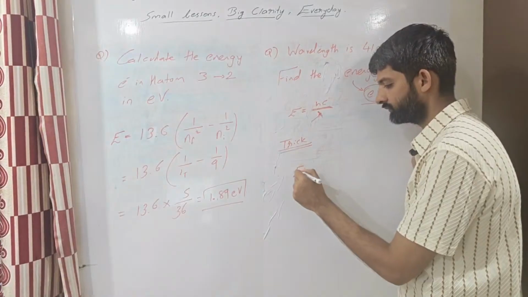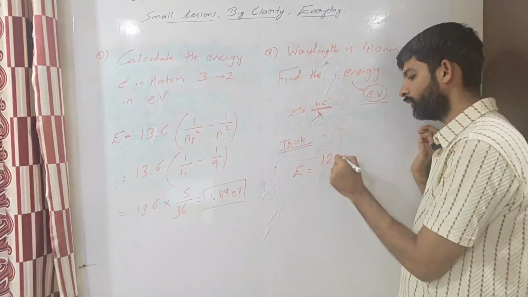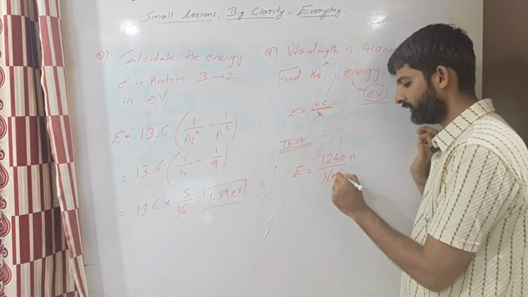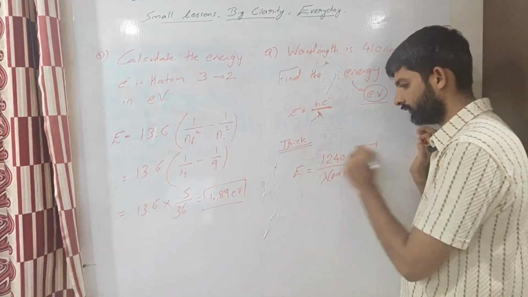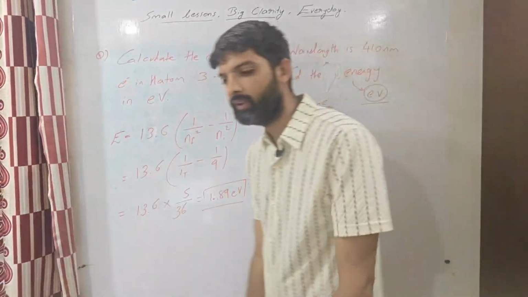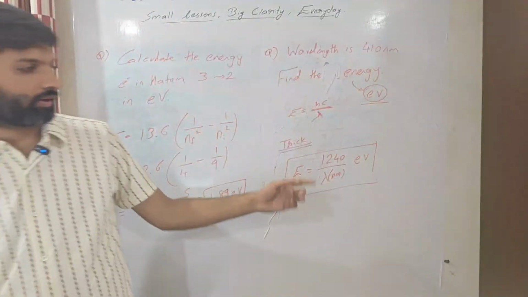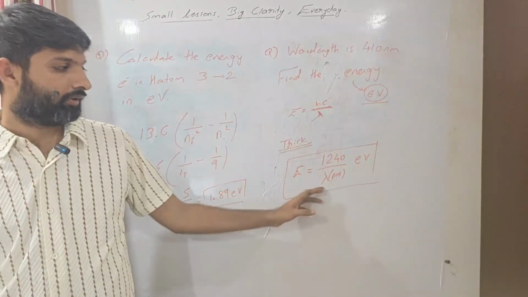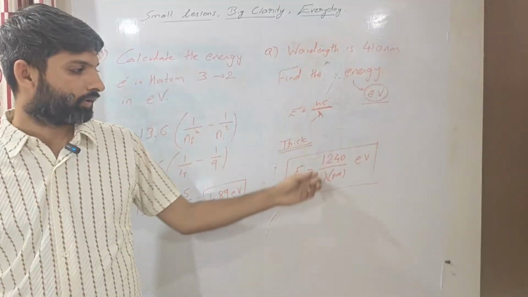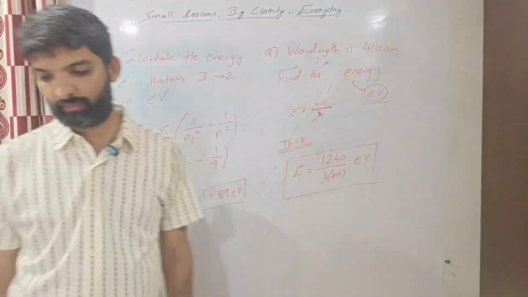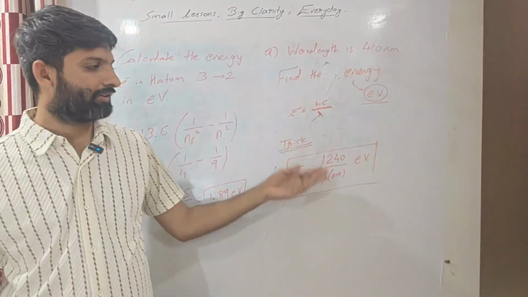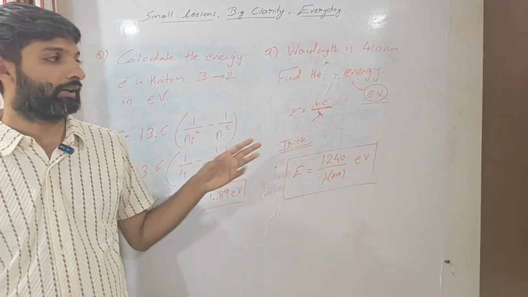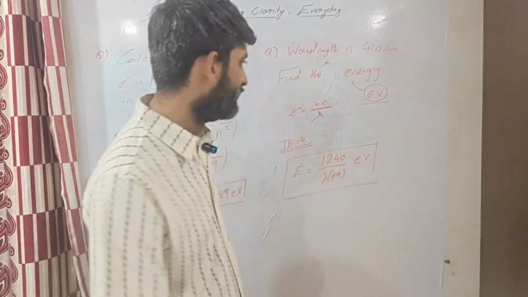Now see, energy is 1240 upon lambda in nanometer. If you use this equation, you will directly get the answer in terms of eV. Again, this is a very important trick. 1240 by lambda, this value is 410. So 1240 divided by 410, it is almost 3. So answer is 3 eV. If options are given in terms of electron volt, you can directly use this formula and just tick the correct response.